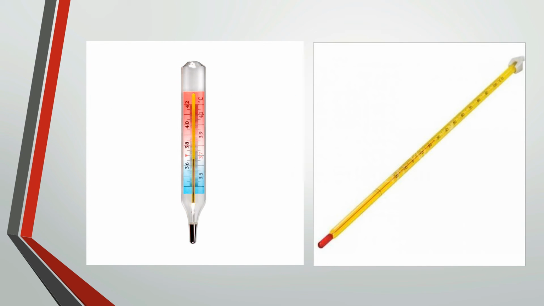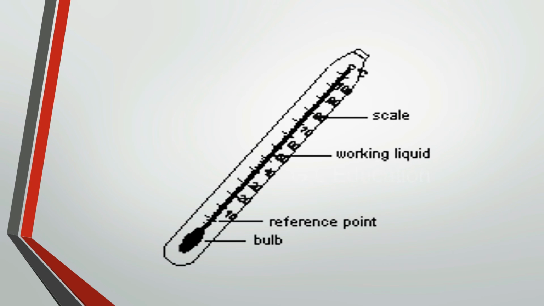The stem and the bulb of a laboratory thermometer are longer when compared to those of a clinical thermometer. And there is no kink in the laboratory thermometer. A laboratory thermometer has only the Celsius scale ranging from minus 10 degrees Celsius to 110 degrees Celsius.